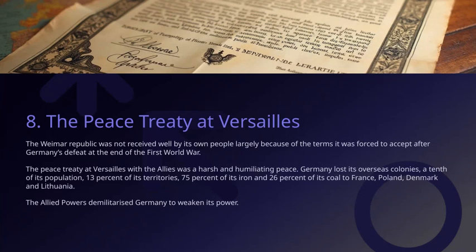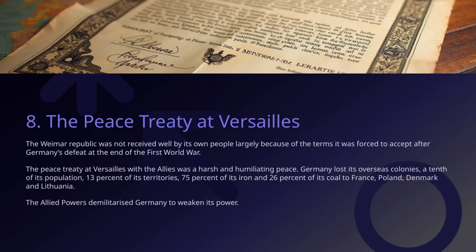The Weimar Republic faced a lot of criticism from its own people, and a big reason for that was the harsh terms it had to accept after Germany's defeat in World War I. The peace treaty at Versailles was incredibly tough and, frankly, quite humiliating for Germany. They lost their overseas colonies, which was a huge blow to their empire.